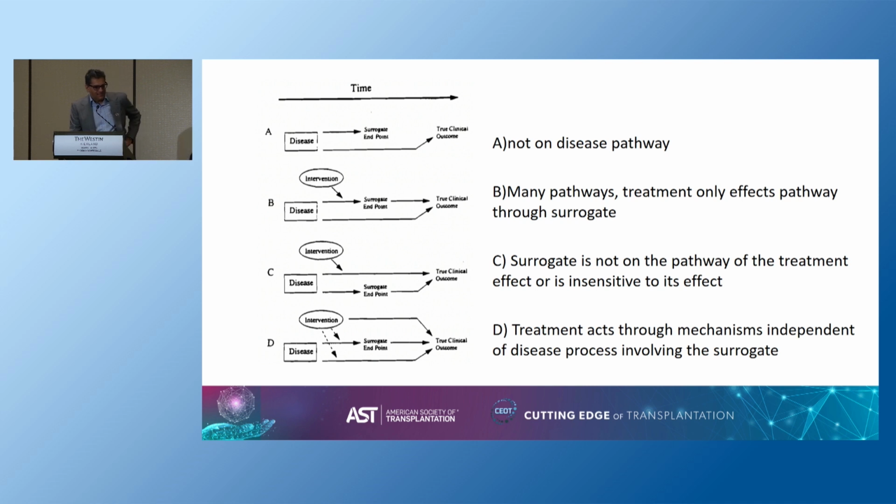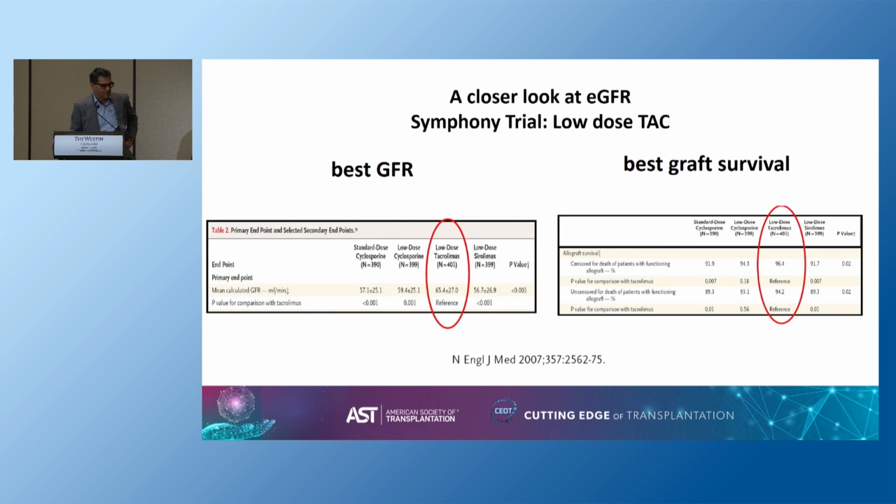And in the last case, in panel D, the treatment acts through mechanisms that are independent of the disease process involving the surrogate. And I think this basic understanding of surrogates is really important for us to think about as we think about new therapeutic endpoints. I'm just going to bring this home using the Symphony example as a trial we're all familiar with.